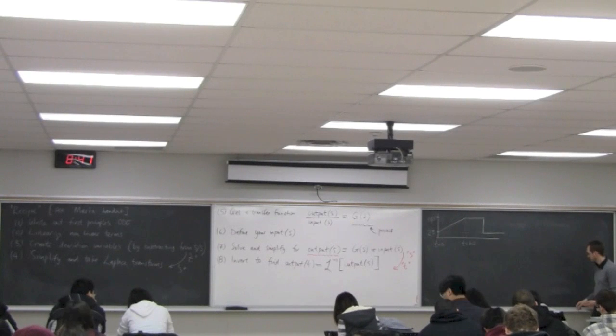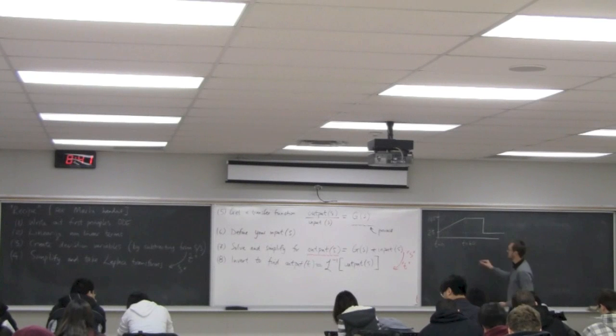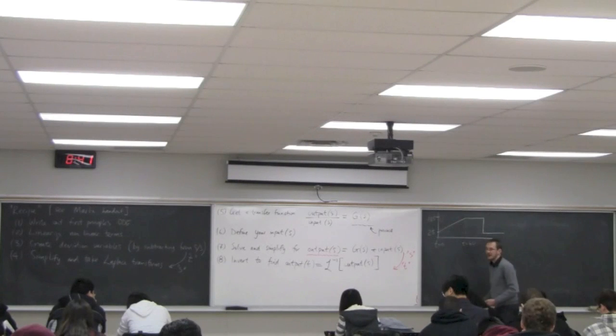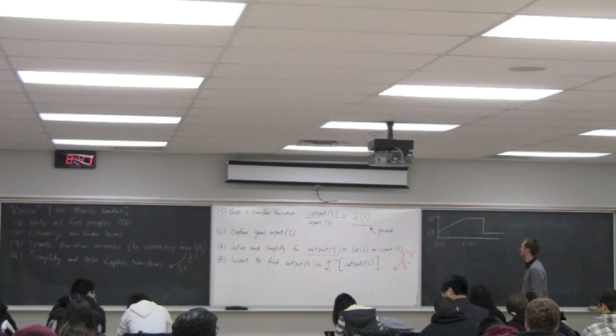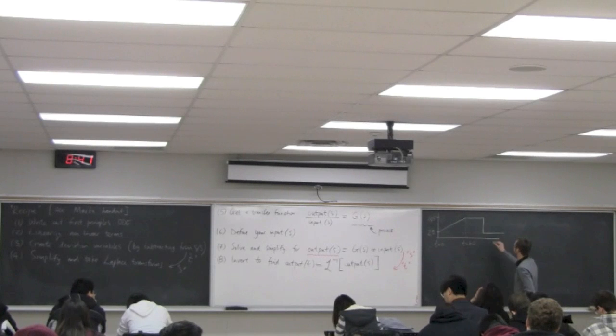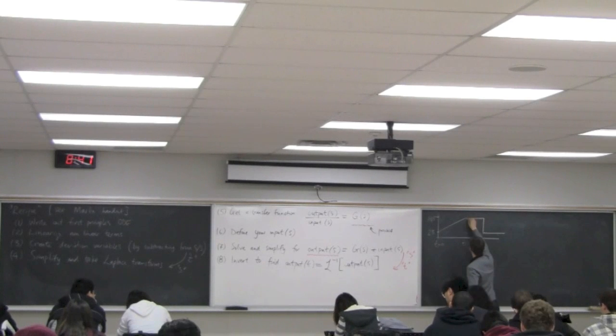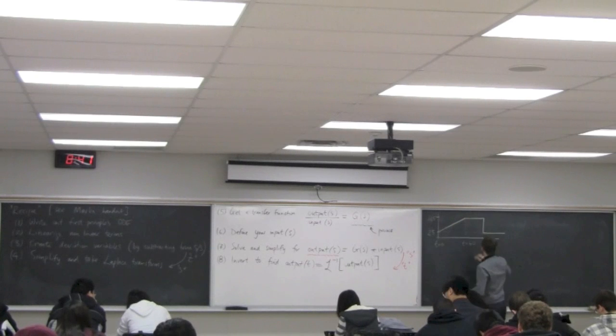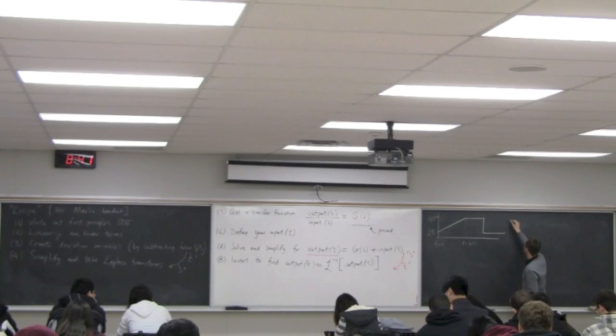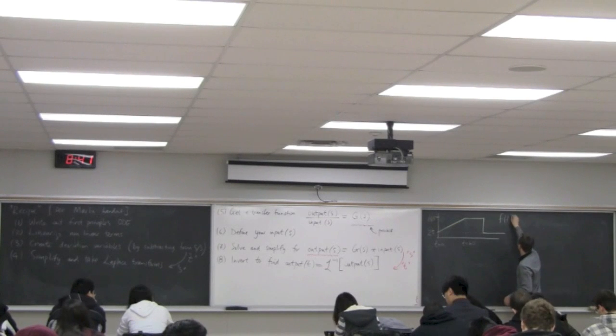These sorts of strange inputs appear in practice. In many batch processes, we'll often ramp up for a period of time, stay steady, and then come back down to where we started off. And so this green function then we'll call f of t.